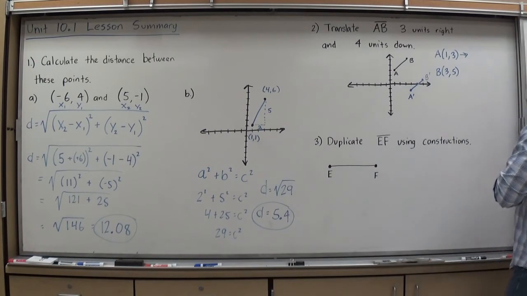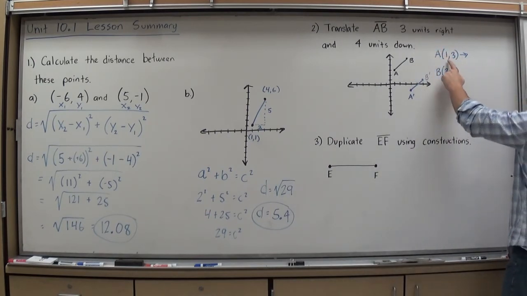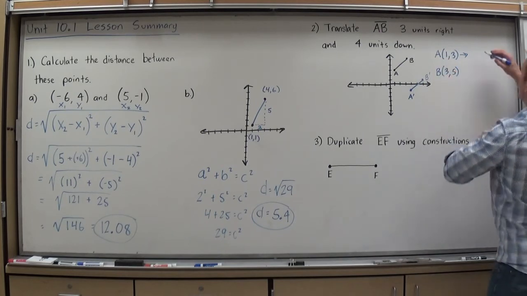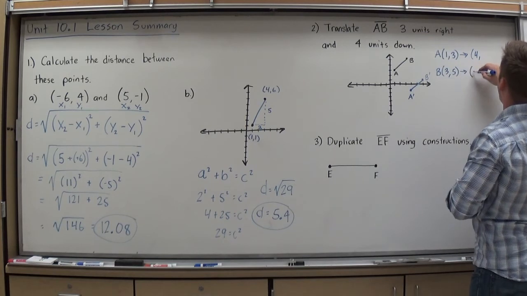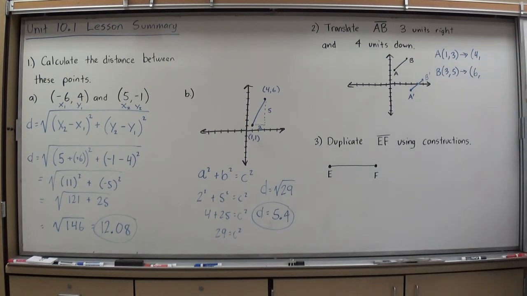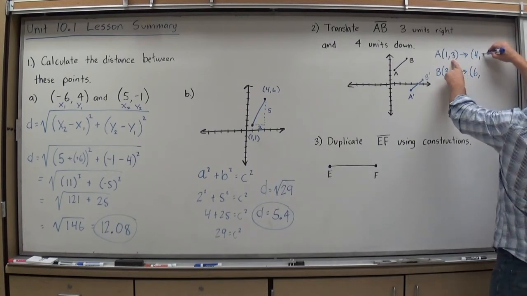Well, a translation right will change all the x values because x is left and right. So you should see these increase by 3. So I can know the new coordinates by just adding 3 to the x values. And a shift of down 4 should change the y values by subtracting 4 from them.